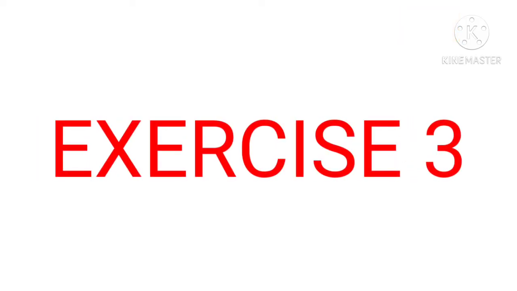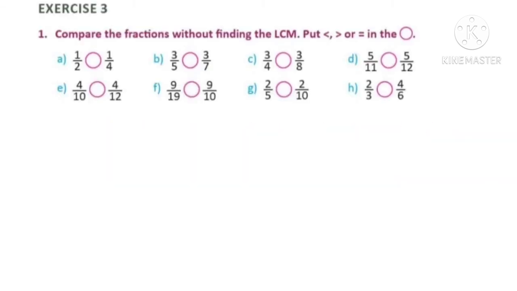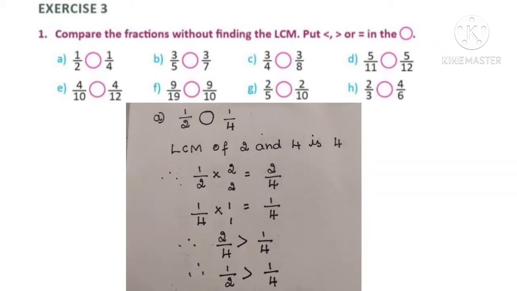Now we will start exercise 3. First sum, compare the fractions without finding the LCM. Put less than, greater than or equal in the circle. To compare the given fraction, first we have to find the LCM of denominator. That is, LCM of 2 and 4 is 4.